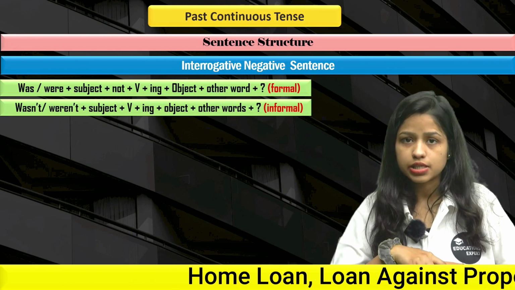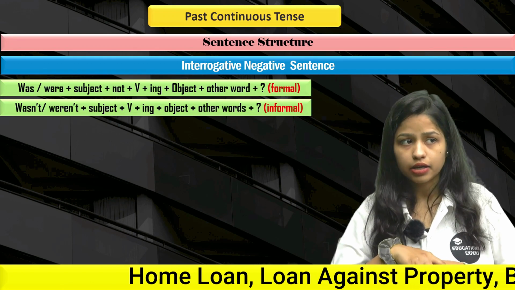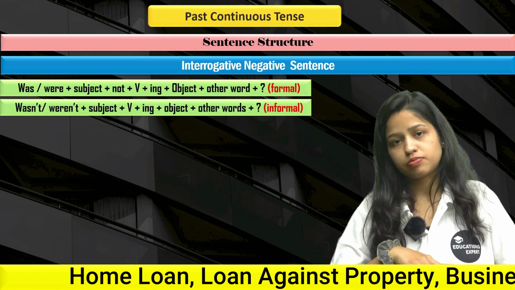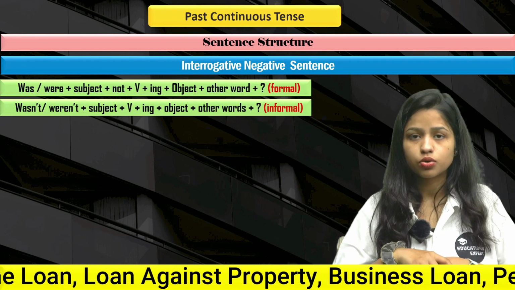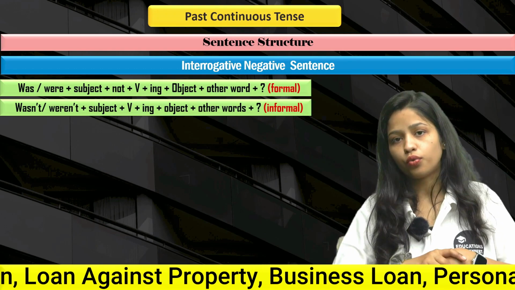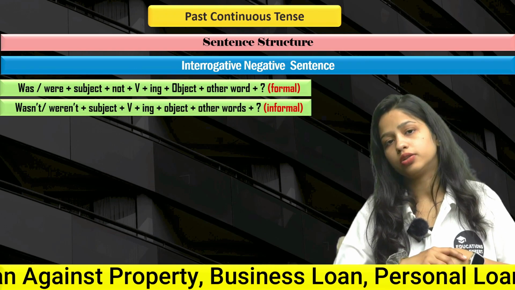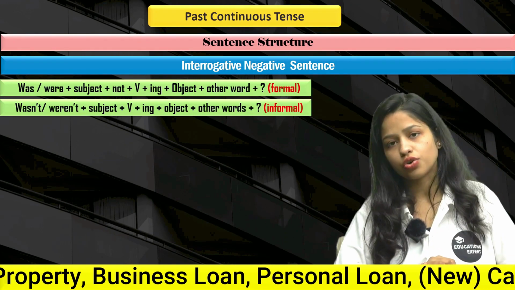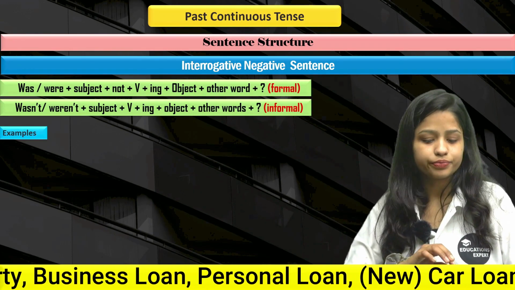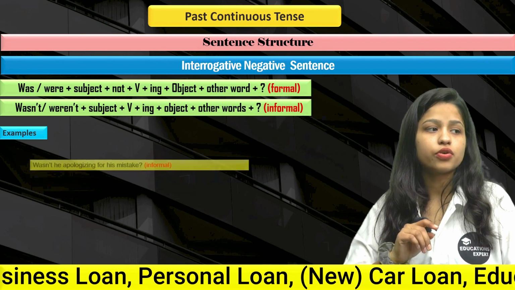Was, were, subject, not, verb-ing, object, and other words plus question. Wasn't, weren't, subject, verb-ing, object, other words, and question. So this is how you create the sentence structure for an interrogative negative sentence. Clear? Let's see some examples of it.